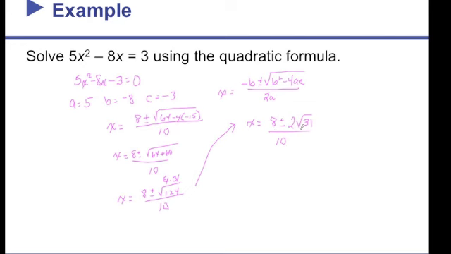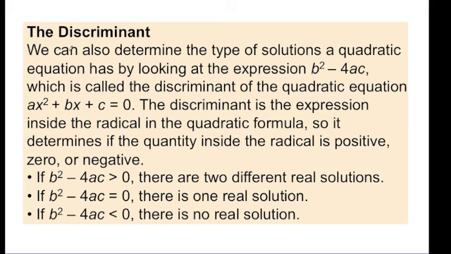It's helpful to look at the discriminant. We can determine the types of solutions to a quadratic equation by looking at this expression, b squared minus 4ac. That's called the discriminant. It's the part that's under the square root in the quadratic formula. It determines if the quantity inside is positive, negative, or 0.